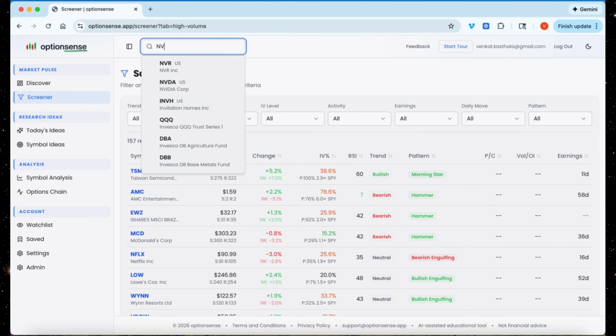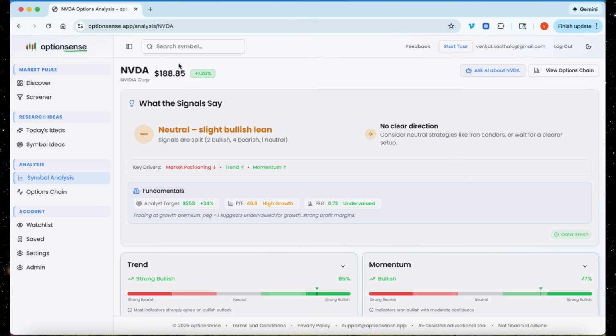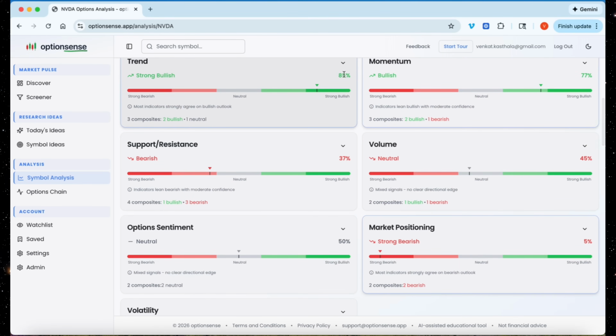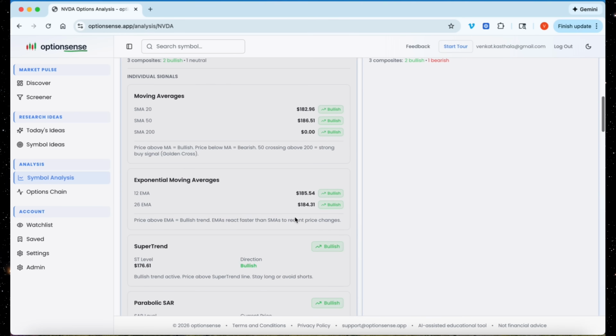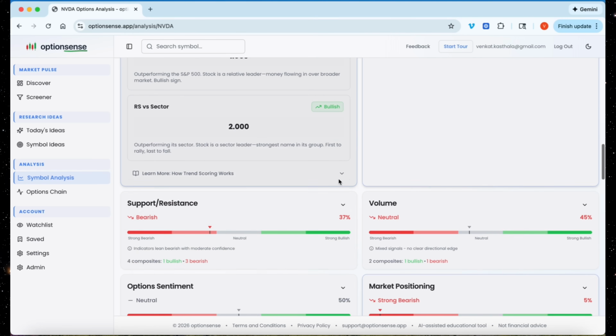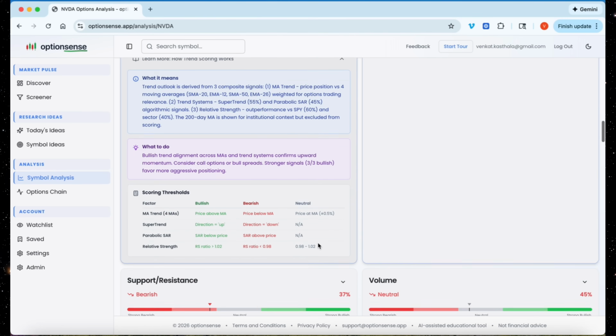Already have a stock in mind? Search it. For example, NVIDIA. OptionSense shows the stock outlook based on over 60 signals, including trend, momentum, and volatility. You can expand any signal to see the exact indicators, what they mean, and what to do, explained in plain English.